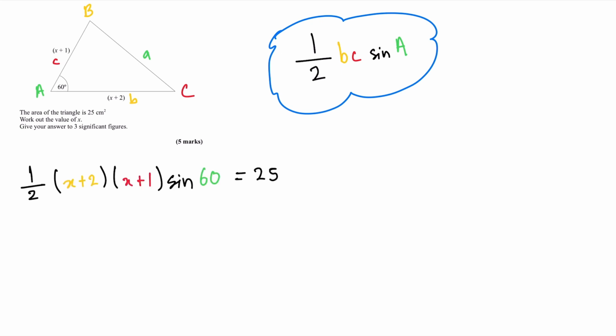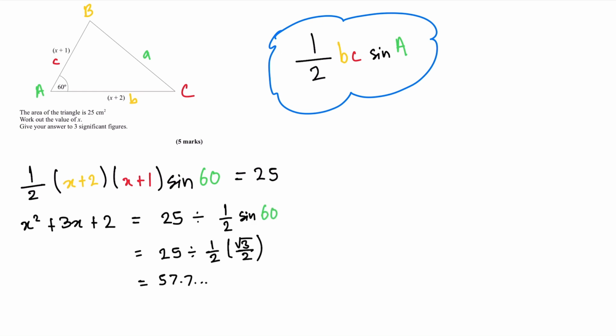And I've just subbed those in to that equation. So I have a half times x plus 2 times x plus 1 times sine 60 equals 25. So just by looking at this, you should be able to tell you're going to get a quadratic of some kind. And here you can see I've just expanded the brackets for x plus 2 times x plus 1, and I've moved the half sine 60 to the other side of the equal sign, and that all simplifies to x squared plus 3x plus 2 equals 57.7.